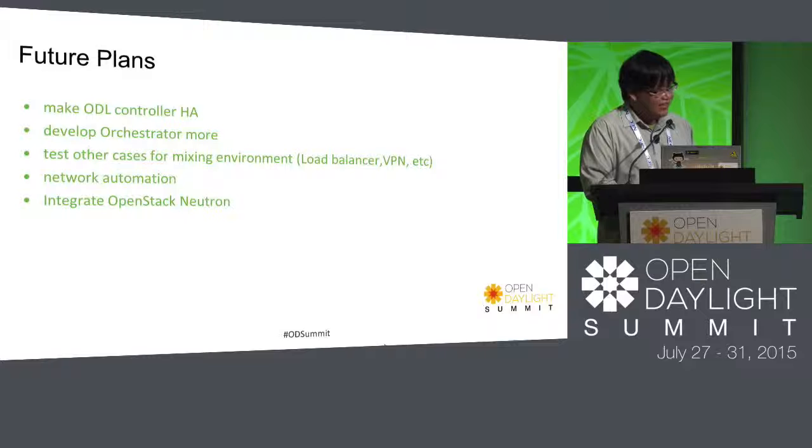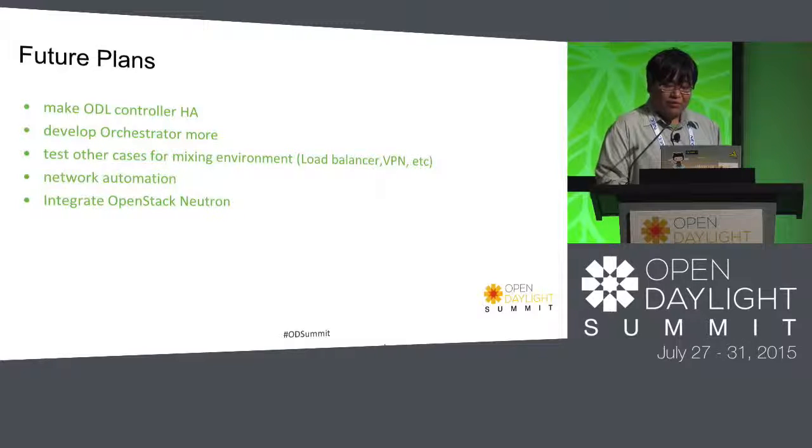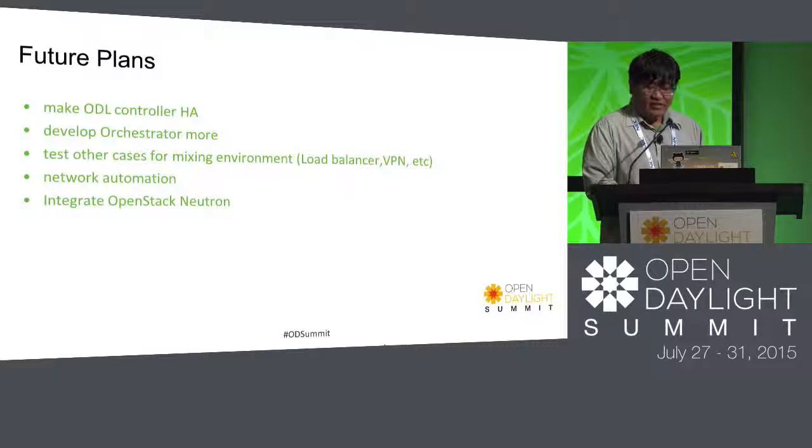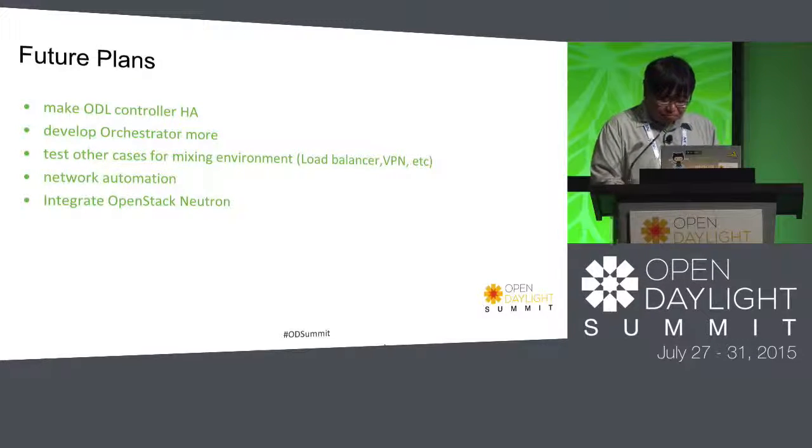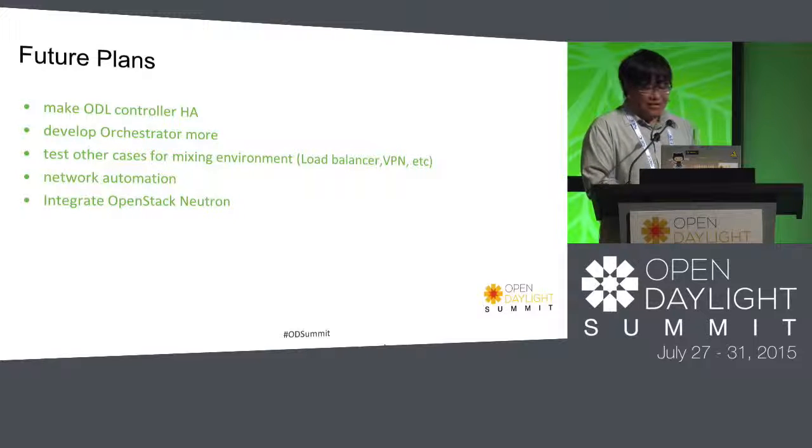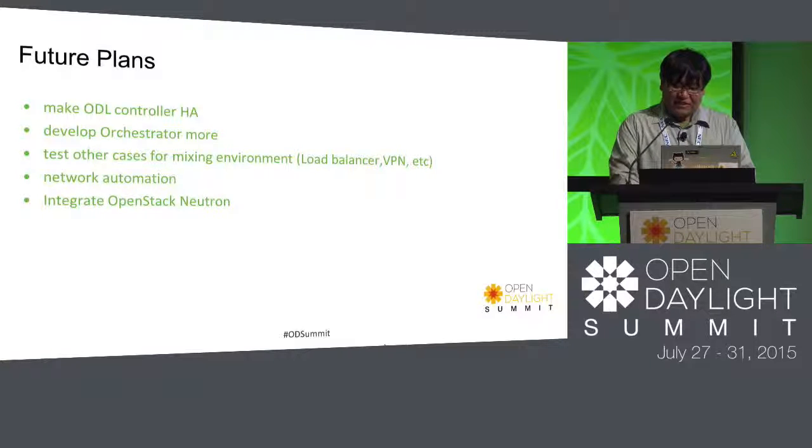Third is to test others for the mixed environment. Fourth is to make templates of network configuration and automate the network. Fifth is to integrate OpenStack Neutron. The last one is to research use cases for users to use OpenDaylight.